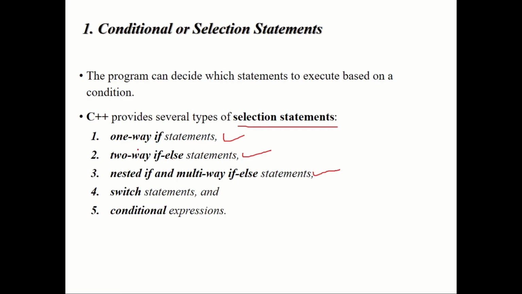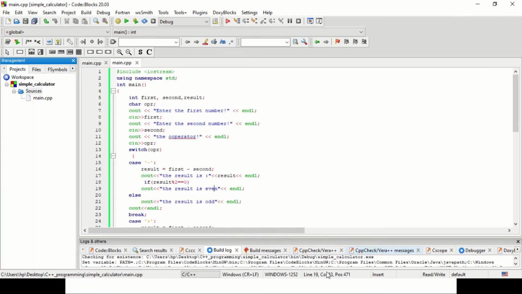For example, from this program, the user enters two operands, two integer numbers, and as you see, this is a switch condition. Example of switch condition source code: a simple calculator. For example, there is a condition operator.